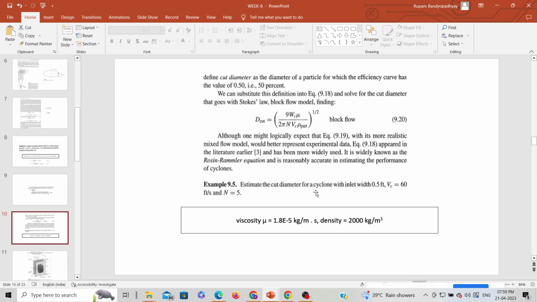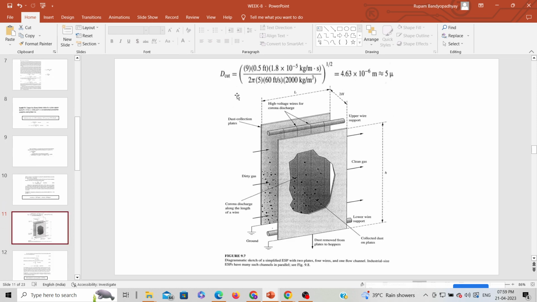See this numerical: cut diameter for a cyclone with this inlet width, this velocity, and number of turns N equal to 5, with this viscosity and this density. If you calculate, you will get the d cut, 5 micrometer. In this condition, a 5 micrometer size particle will show 50% removal efficiency. Next is the electrostatic precipitator.